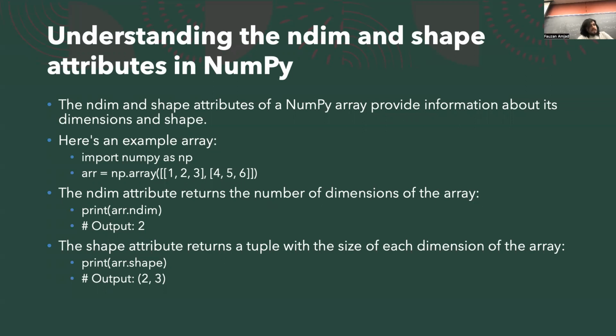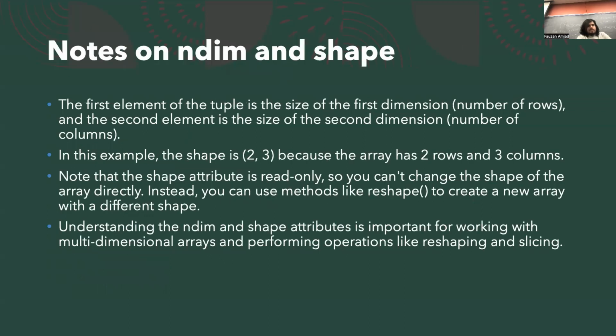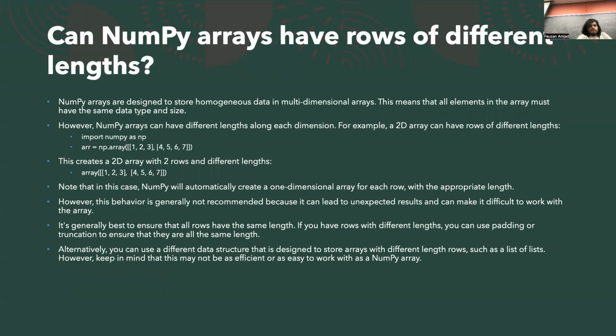Okay. And since it's an attribute, you don't access it with what? Parentheses. It's an attribute, not a function. For functions, you would use the parentheses. Okay. These are just some notes on the dimensions.